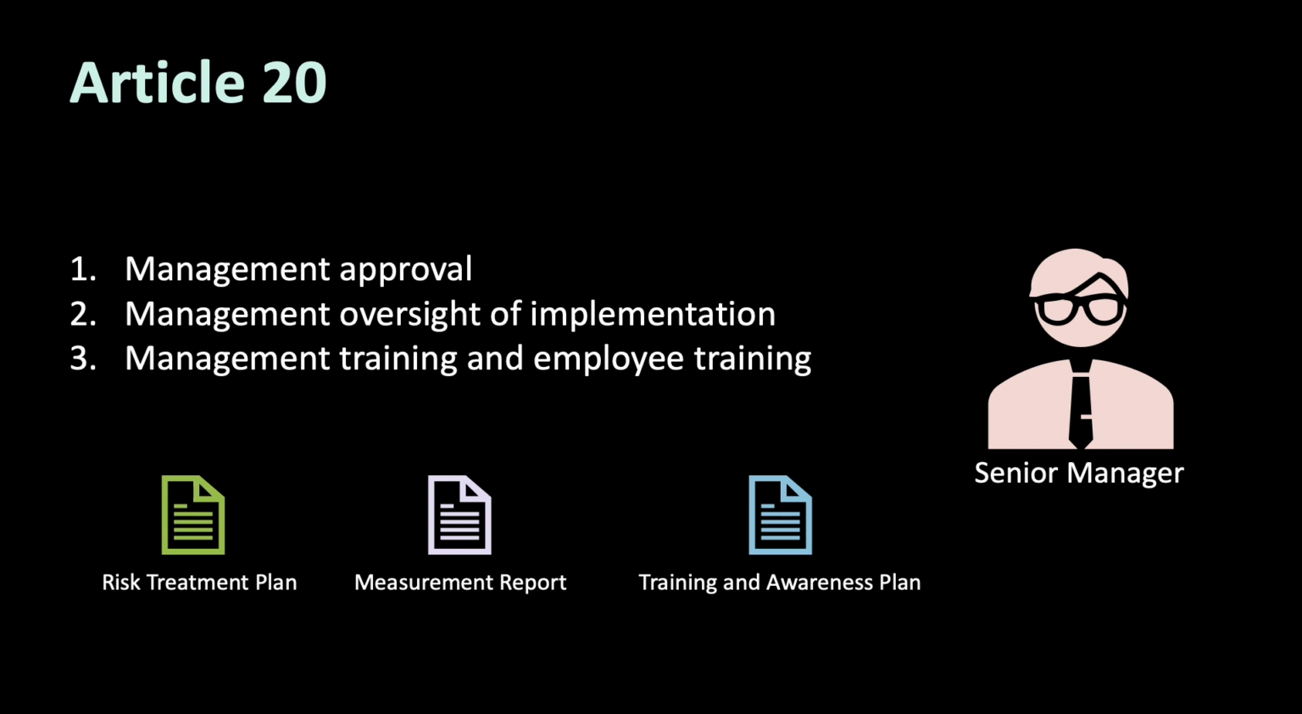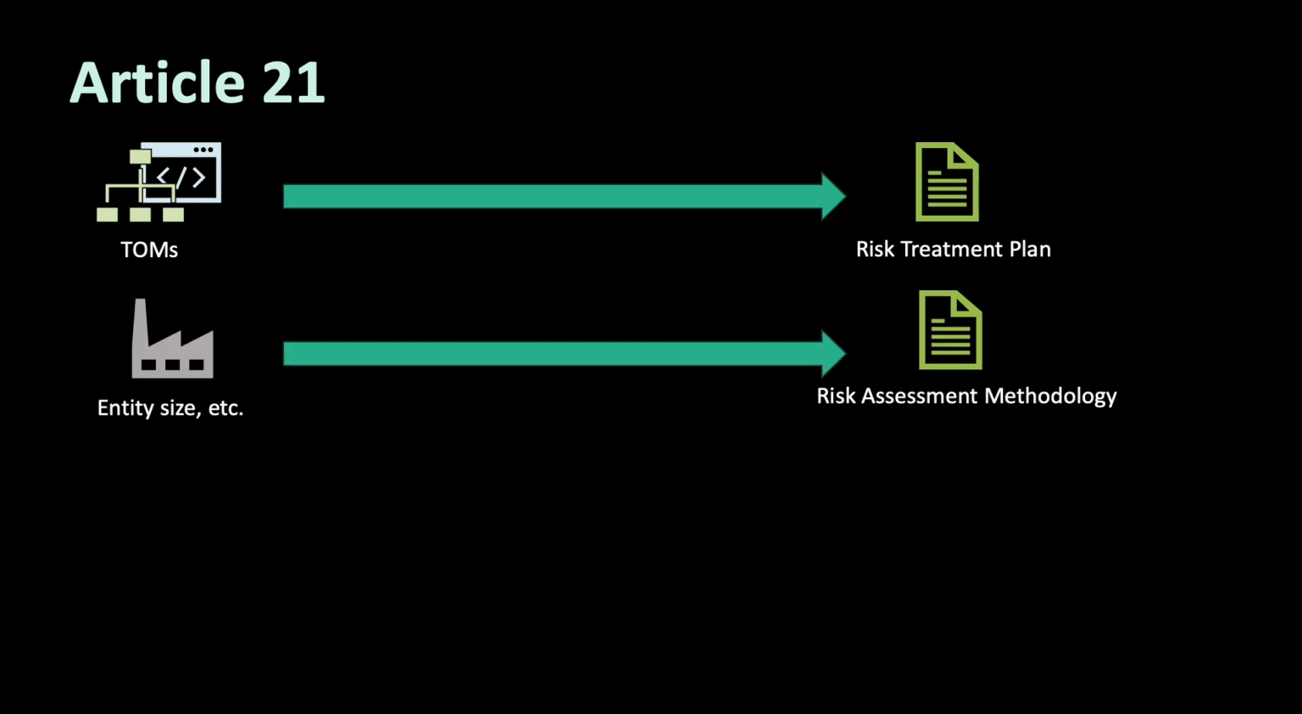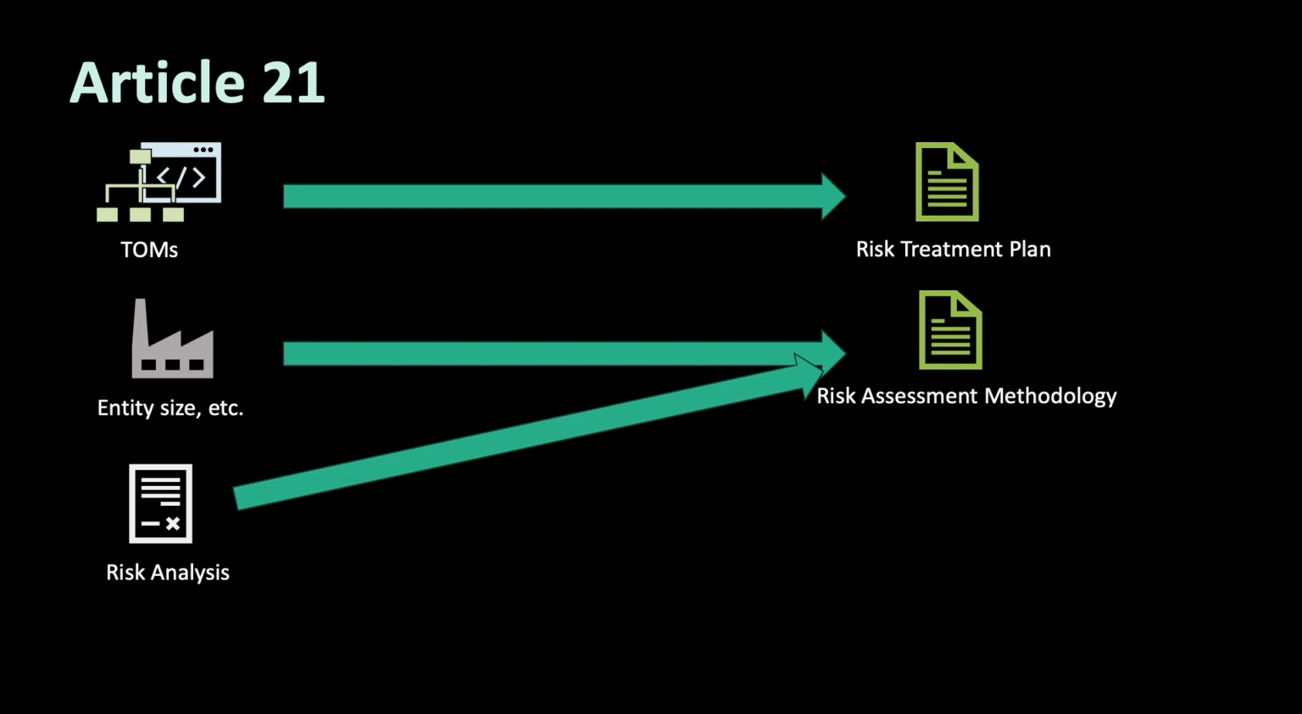Moving on to Article 21, which covers most of the documents. Appropriate and proportionate technical and organizational measures to manage risks are documented in the risk treatment table and the risk treatment plan and various other policies. Account of entity size, risk, and impact to gauge proportionality is covered in the risk assessment methodology and in the risk assessment table. Policy on risk analysis is covered in the risk assessment methodology. Policy on information system security is now a separate policy of the same name.